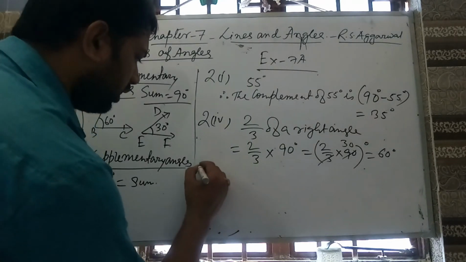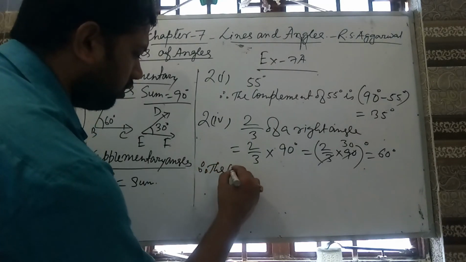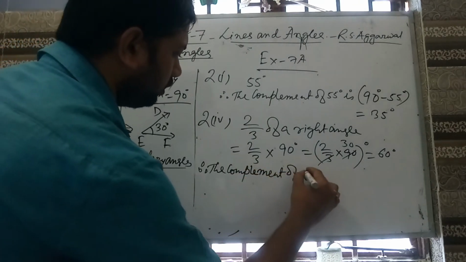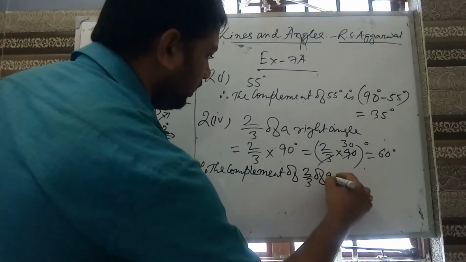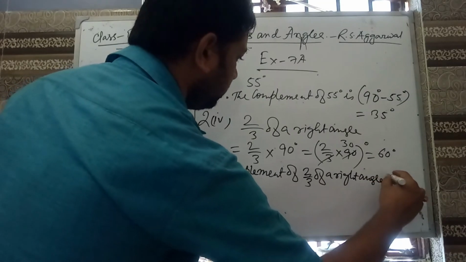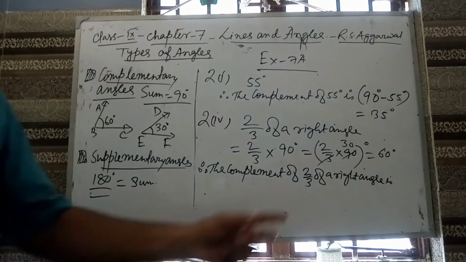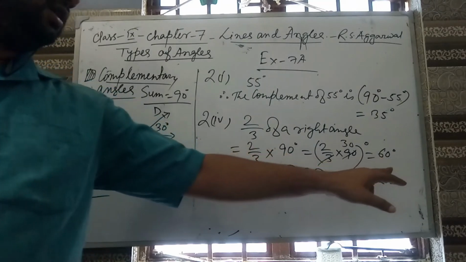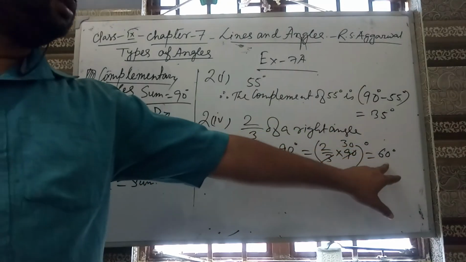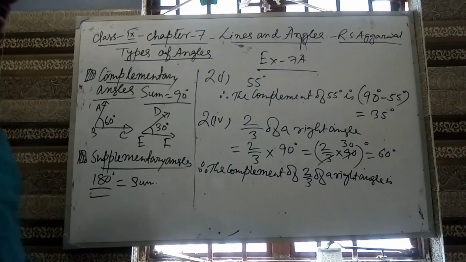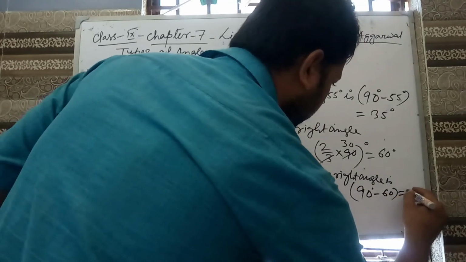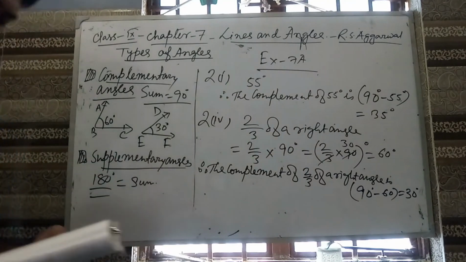So write down, therefore the complement of 2/3 of a right angle is, so we got the angle 2/3 of a right angle means 60 degree. So the sum will be 90 degree. One is 60 degrees, another will be 90 minus 60. 90 degree minus 60 degree equal to 30 degree. Okay.